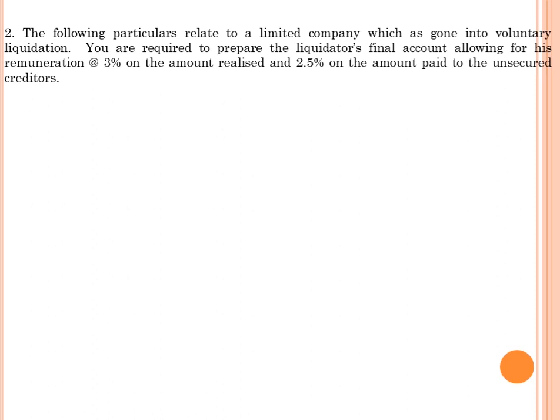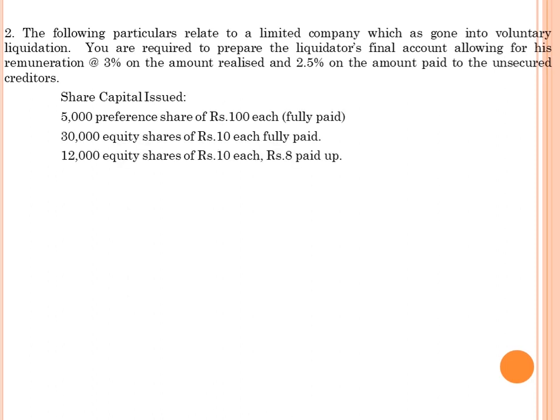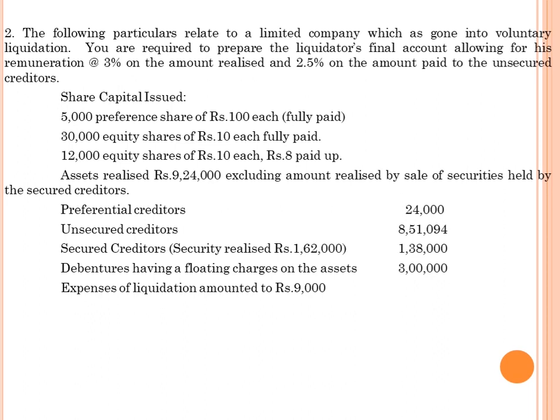The following particulars relate to a limited company which has gone into voluntary liquidation. You are required to prepare the liquidator final statement, allowing for its remuneration at 3% on amount realized and 2.5% on amount paid to the unsecured creditors. Share capital: 5,000 preference shares of 100 each fully paid, 30,000 equity shares of 10 each fully paid, 12,000 equity shares of 10 each 8 paid. Next, assets realized 9,24,000 excluding the amount realized by the sale of securities held by the secured creditors.